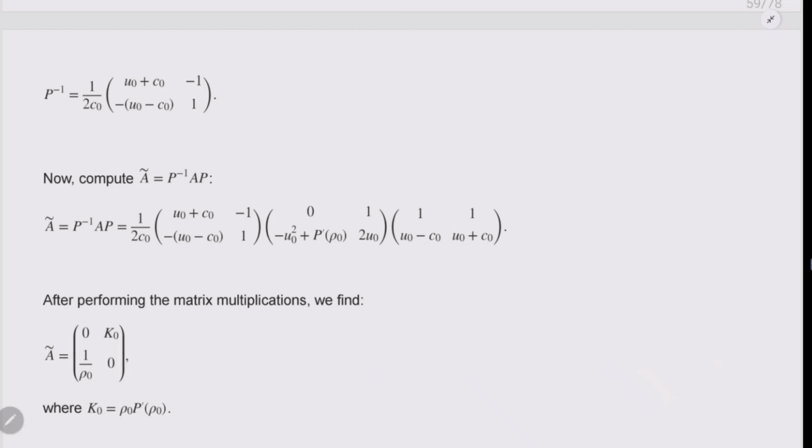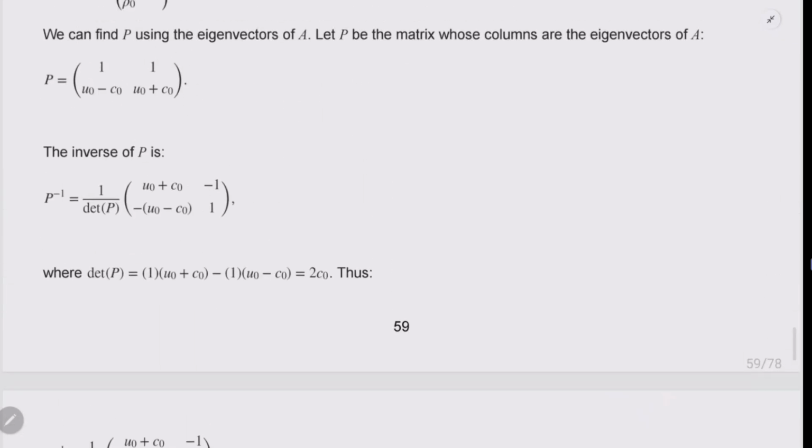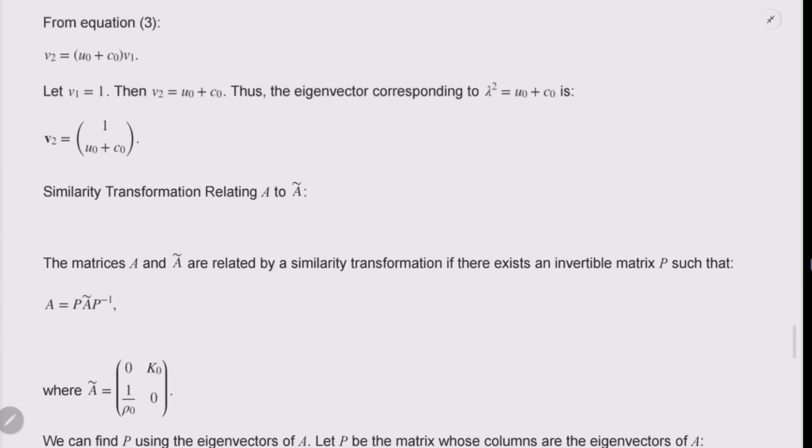So this was a short video. You can just pause the video and write all the steps yourself on the page.